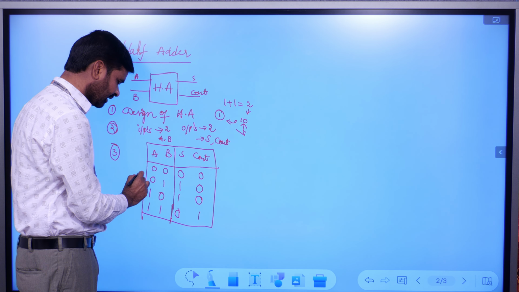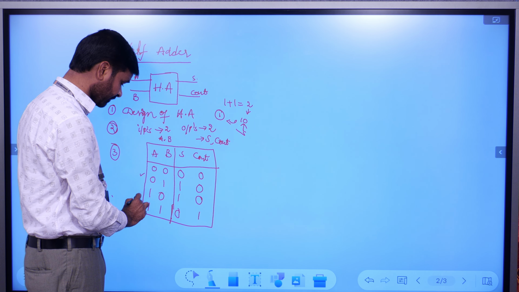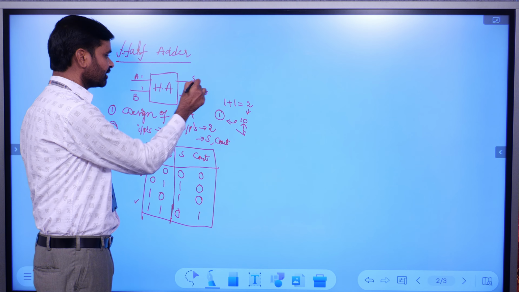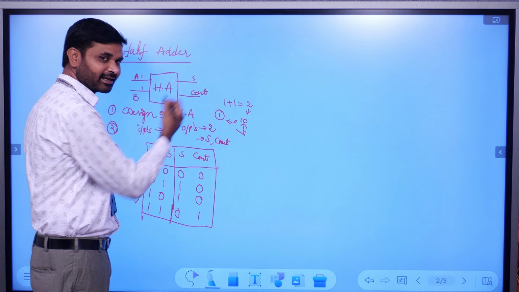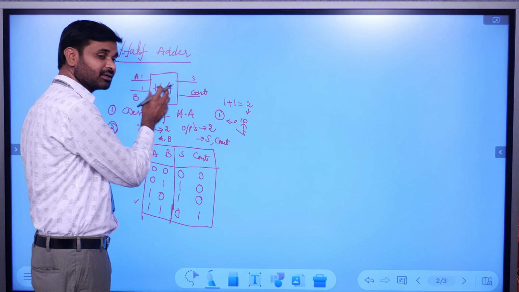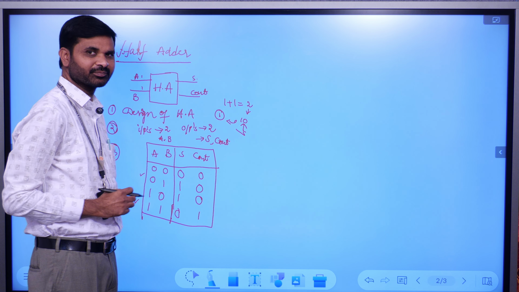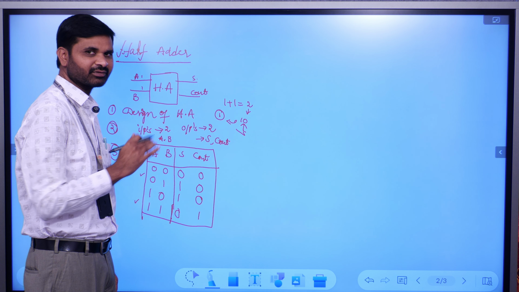That means if I apply 0 1, the output sum will be 1 and carry will be 0. If I apply 1 1 as the input, the output sum will be 0 and carry will be 1. So this is the functional behavior of the internal circuit of the half adder circuit that will give sum and carry for the input combinations of A and B. This is the basic functionality of a half adder circuit.